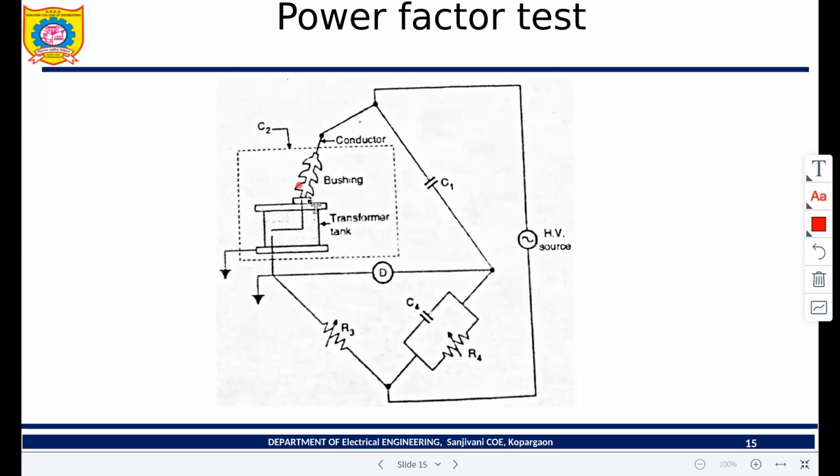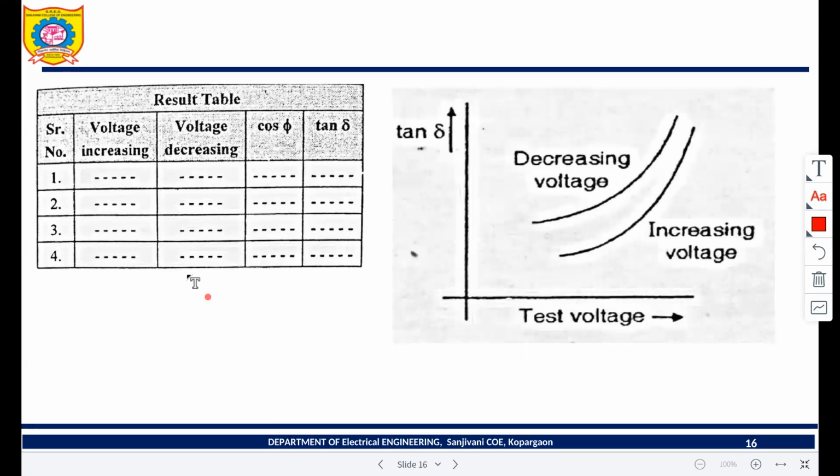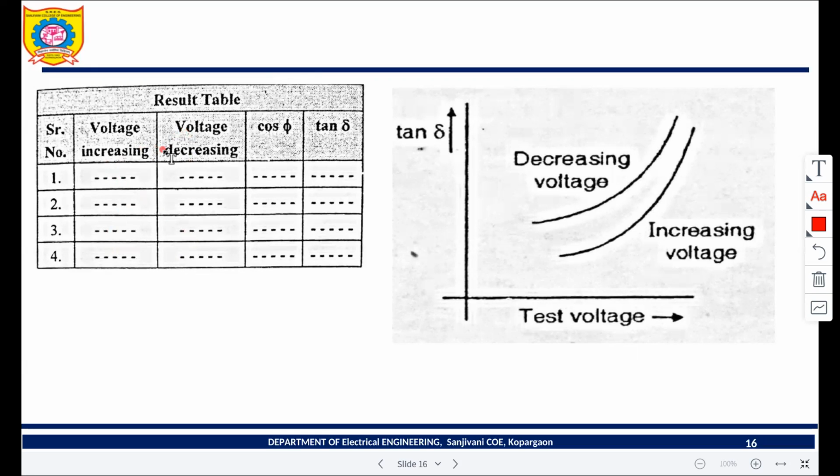So we can find out the value of cos phi, the power factor, and similarly, we can find out the tan delta. So this is the basic procedure by which we can conduct the power factor test. Here, if I show you, the observation table is like that. You can increase the voltage and decrease the voltage, balance the bridge and measure the power factor angle. That is what we are going to measure over here. And from that, we are going to calculate the tan delta.